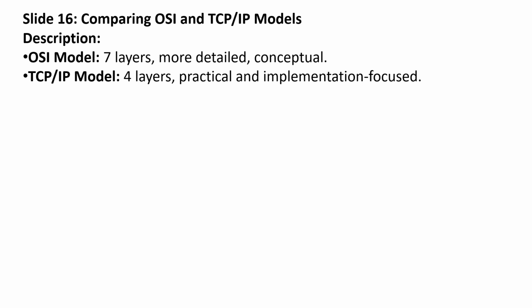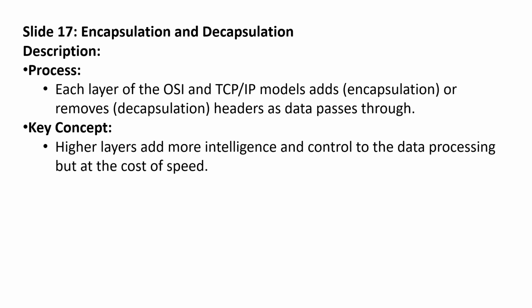Comparing the OSI and TCP/IP models. The OSI model is a 7-layer, more detailed conceptual model. The TCP/IP model is 4 layers, practical and implementation focused. Encapsulation and decapsulation: each of the OSI and TCP/IP models adds or removes headers as data passes through. This addition of headers is called encapsulation and the removal is called decapsulation. The key concept: higher layers add more intelligence and control to data processing, but at the cost of speed.